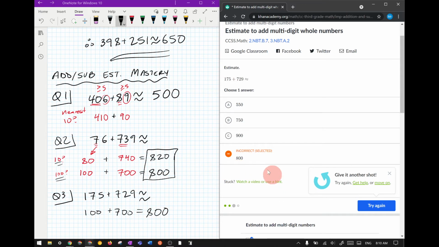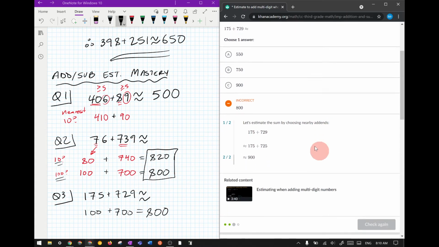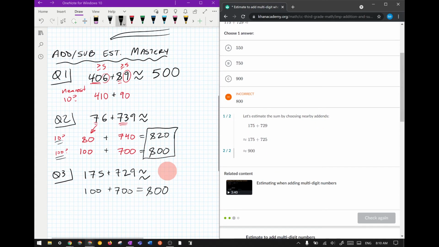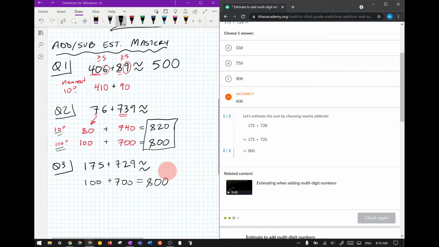The problem here is we know that I rounded incorrectly, but let's say I didn't know that. I didn't know what I did wrong. If I click Get Help, I see the solution. Okay. And I want you guys, whenever you get a question wrong, to copy down the solution just so that you have it and can refer back to it later.